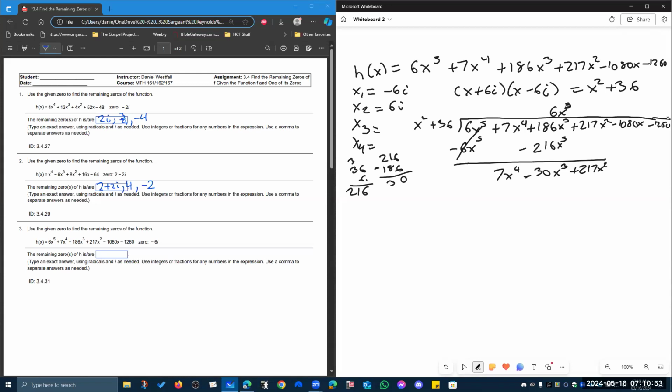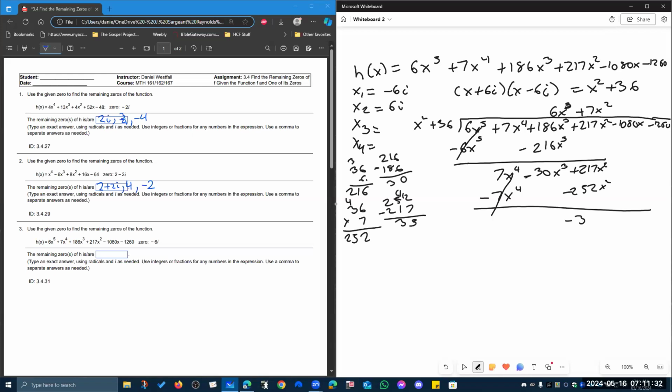This is going to be 7x squared, which is 7x to the fourth. 36 times 7 is 252x squared. Subtract. 252 minus 217 is negative 35.